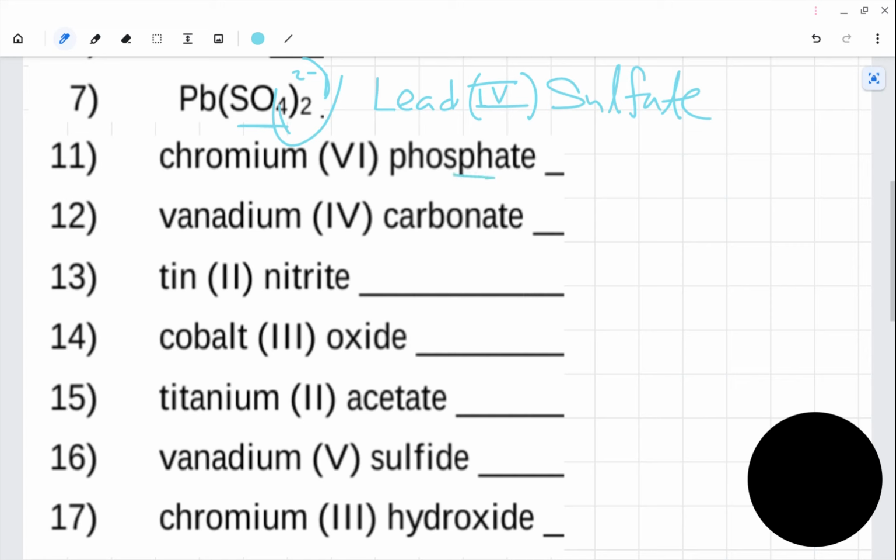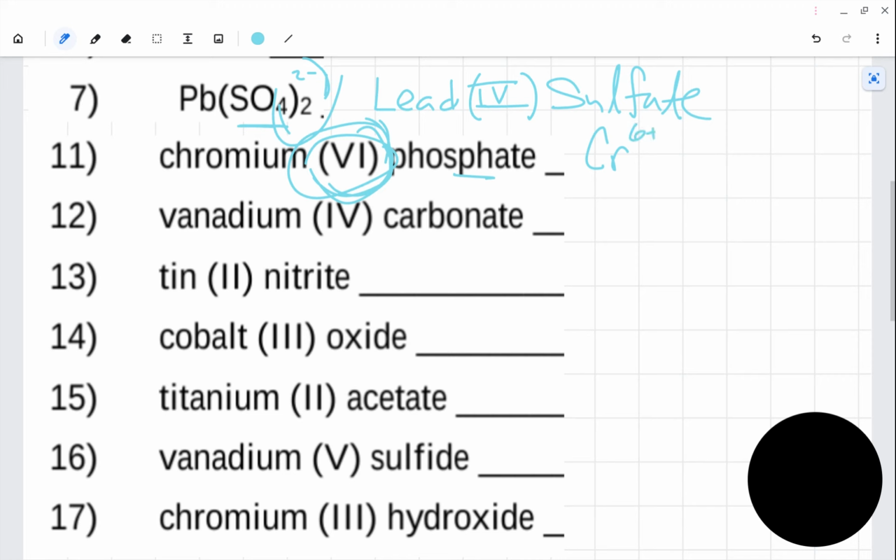Now we can go from name to chemical formula in the next section. So chromium, you're just going to find chromium on the periodic table and see whether or not it's a transition metal. You'll see it's number 24 on your periodic table. So chromium. And what this is telling me right here is because it's a transition metal, I don't know the charge. So that right there tells me that the charge for this chromium is 6+.